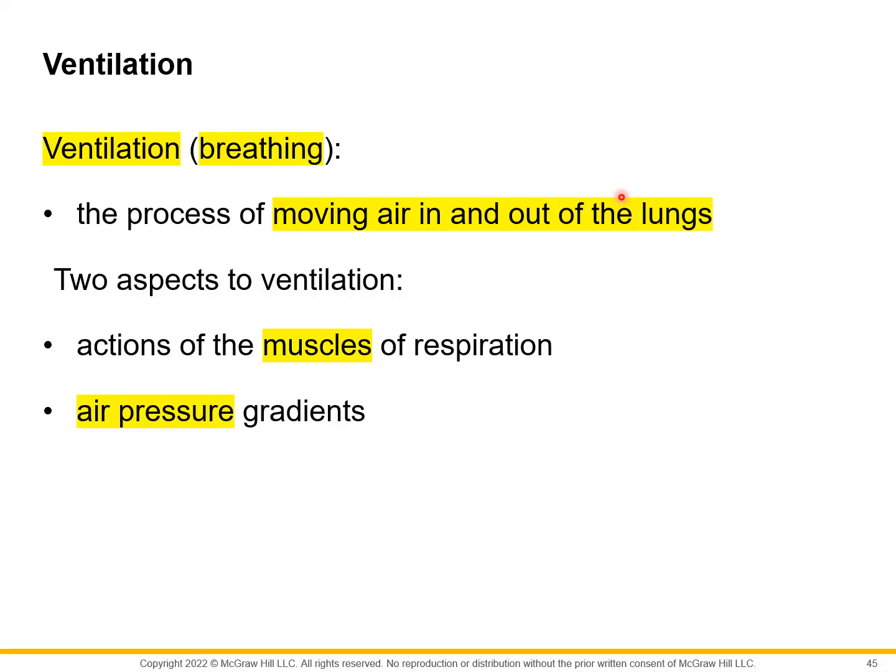So there are two aspects of ventilation. This may be brought about by the action of the muscles of respiration. So yun nabanggit natin kanina na yung diaphragm and then the muscles within our thoracic cavity or thoracic wall, alright? Next, air pressure gradients. So ito po yung dalawang factors, no, that influence our ventilation or breathing.